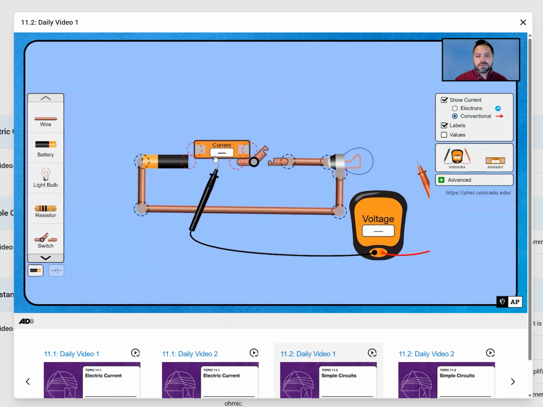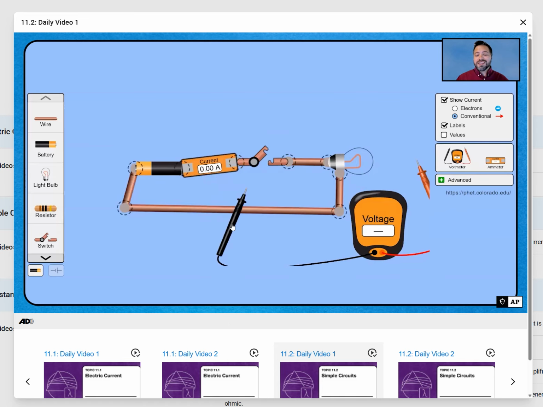Let's put the ammeter in, move that battery back. So we see no current. Again, the charges aren't going to flow. There's not enough of a potential difference to push the charges across the air. Now let's take a look at the voltage, because I think you'll find this surprising.